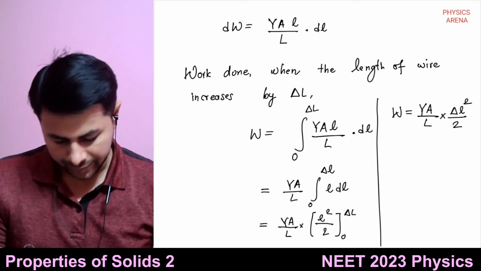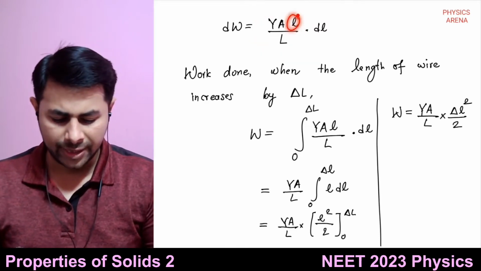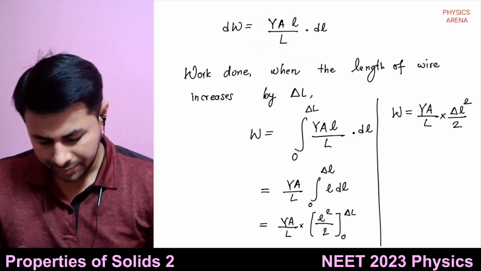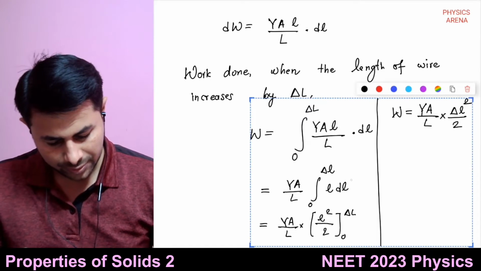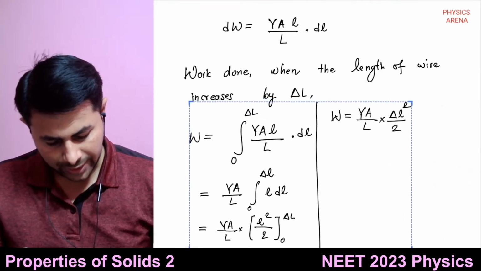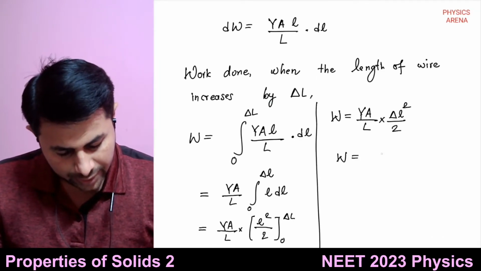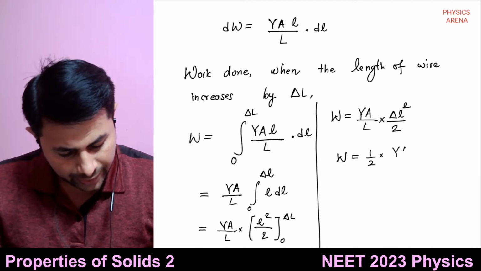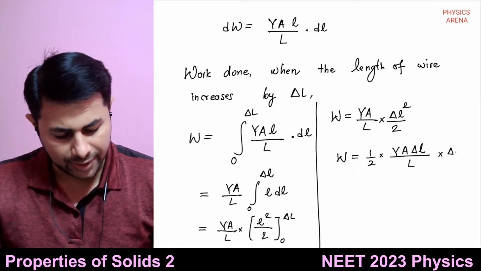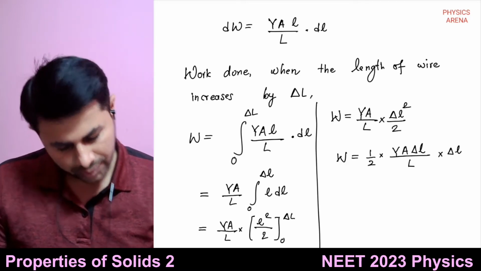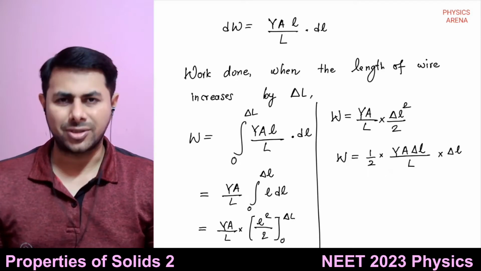After that, see, you can write force as Ya upon L multiplied by the extension, right? So what I can do is I can rewrite this work done. I can write this as half of Ya multiplied by delta L upon L multiplied by delta L. Okay, so what is this thing? So this is the final force.